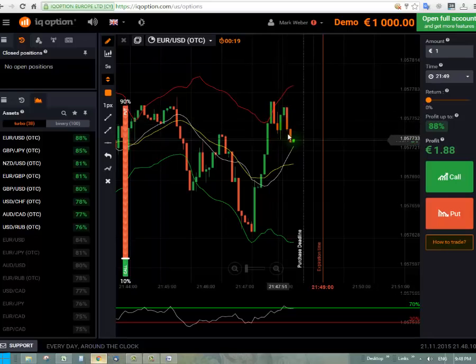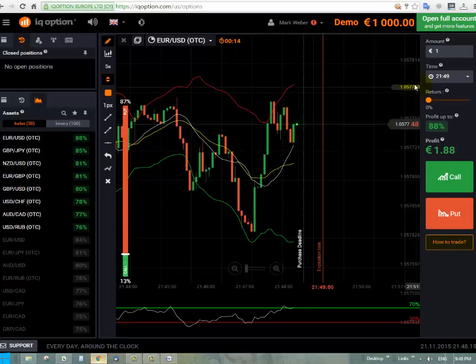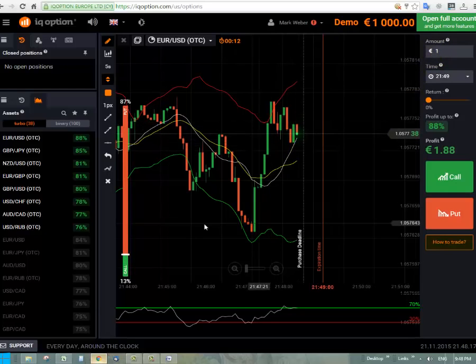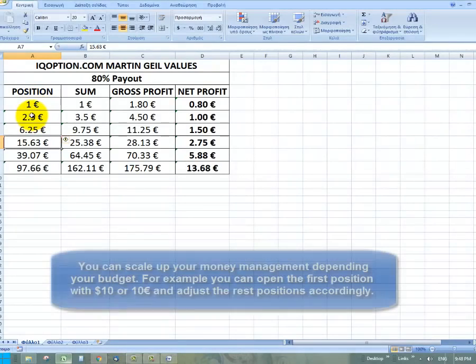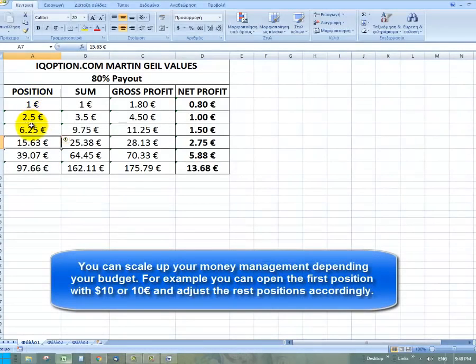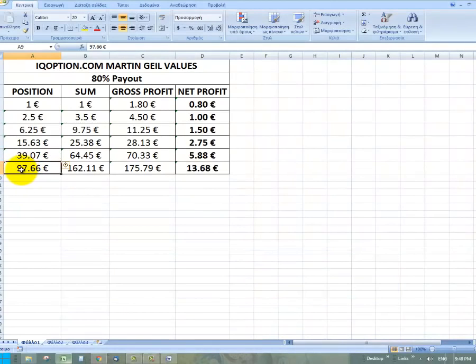Now we will wait about the right moment in order to take the first position of €1. As we said before, the first position is €1, the second position is €2.5, the third position is €6.25, the fourth position €15.63, the fifth position €39.07, and the sixth position is €97.66.